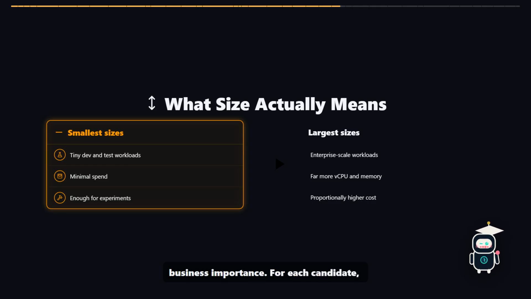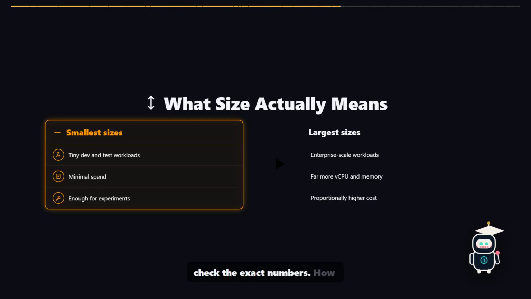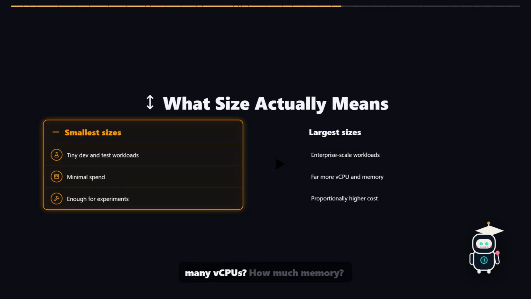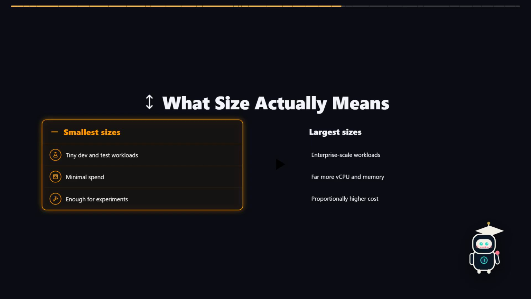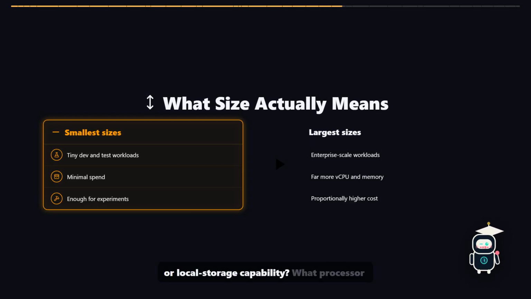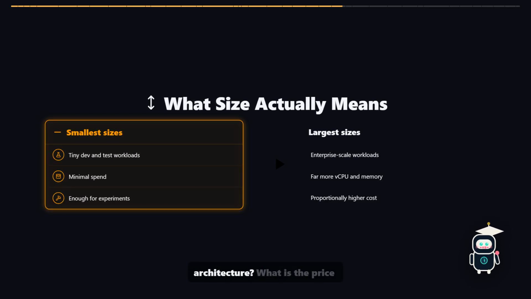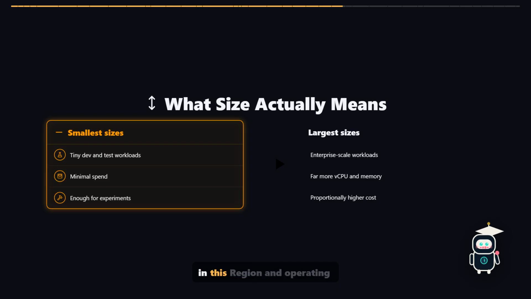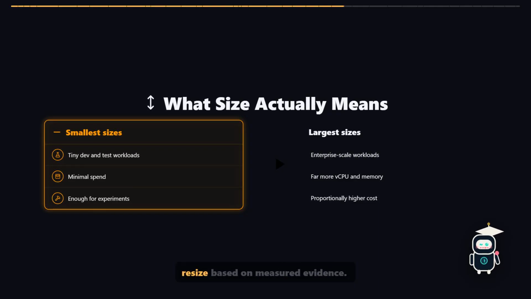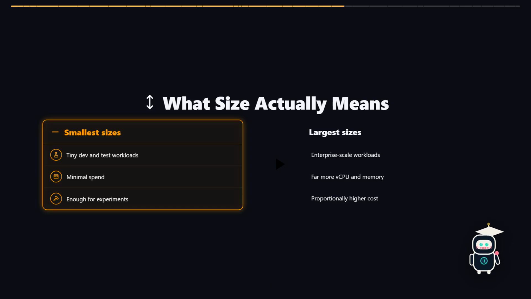For each candidate, check the exact numbers. How many vCPUs? How much memory? What network capability? What EBS or local storage capability? What processor architecture? What is the price in this region and operating system? Then, model the expected cost, test the workload, and resize based on measured evidence. Capacity labels are a starting point. Specifications and benchmarks make the decision.